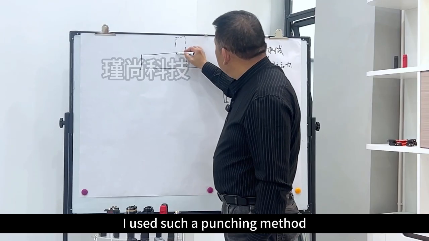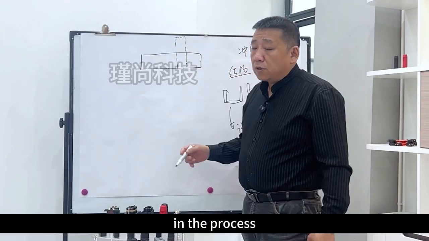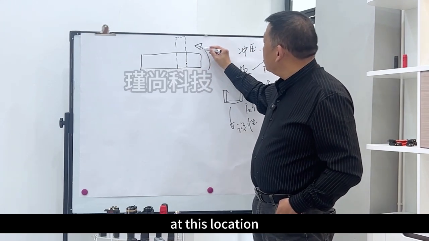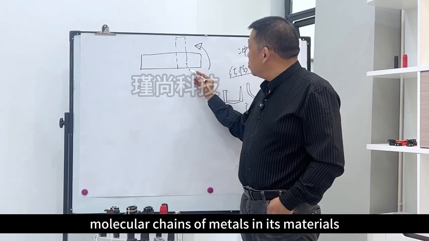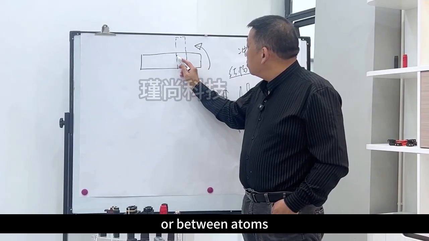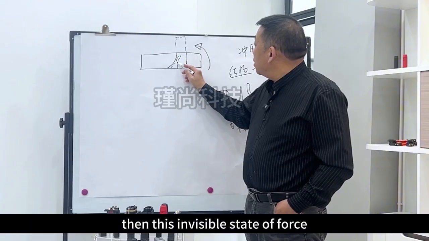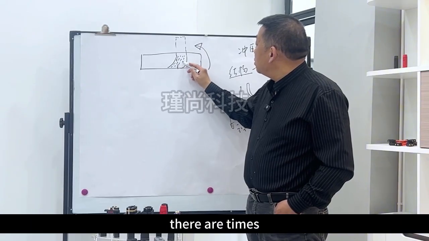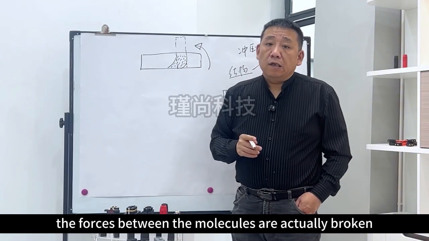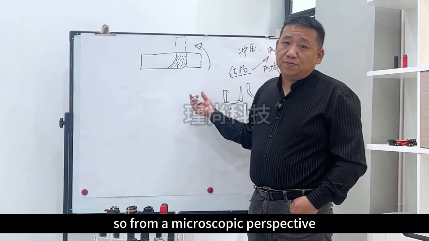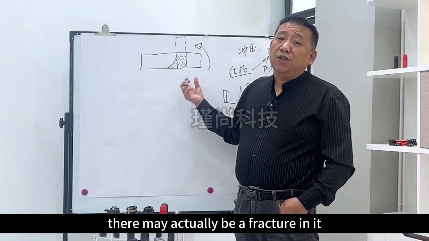I used such a punching method. In the process, at this location, the molecular chains of metals in its materials, or between atoms, which is actually van der Waals force, this invisible state of force, there are times when the forces between the molecules are actually broken. So from a microscopic perspective, there may actually be a fracture in it.